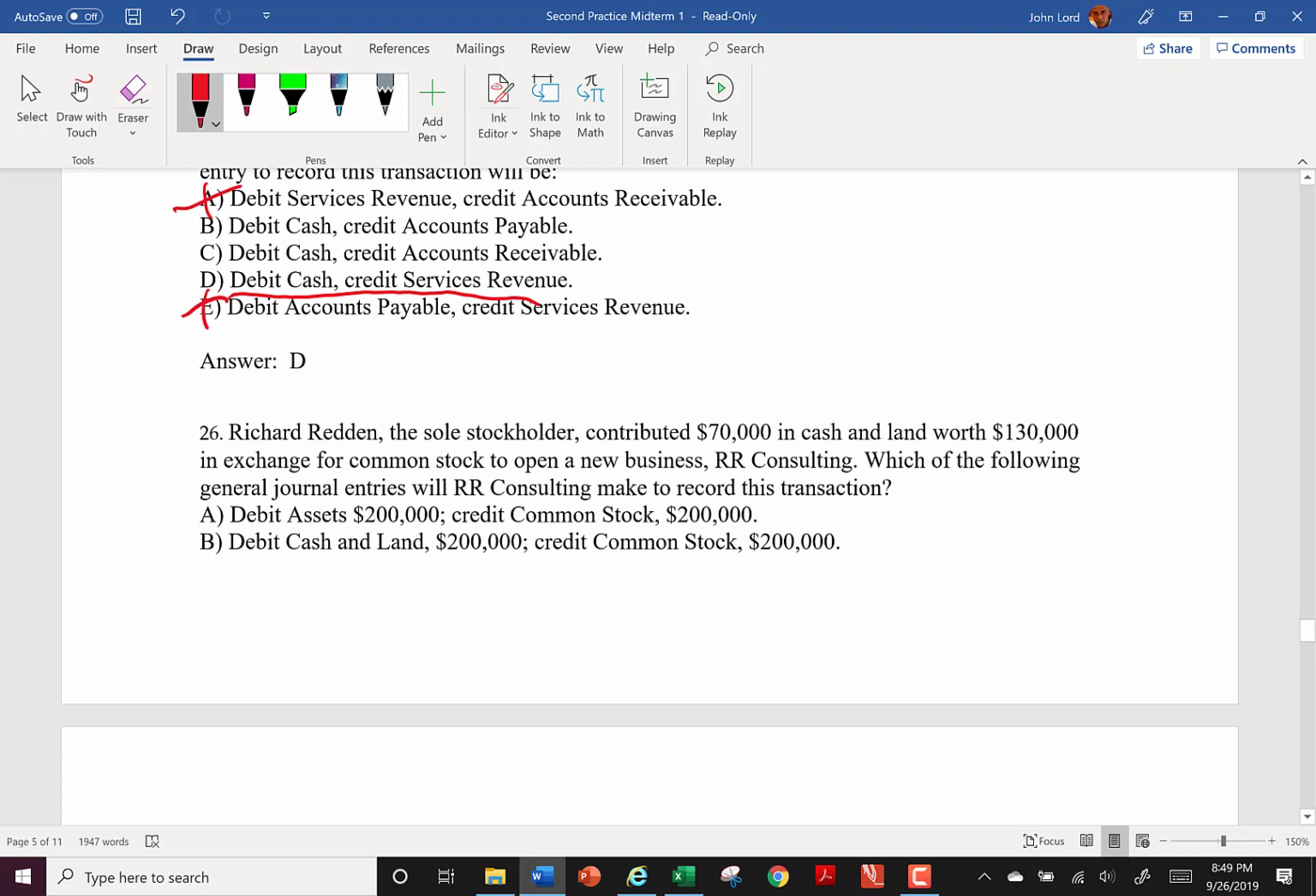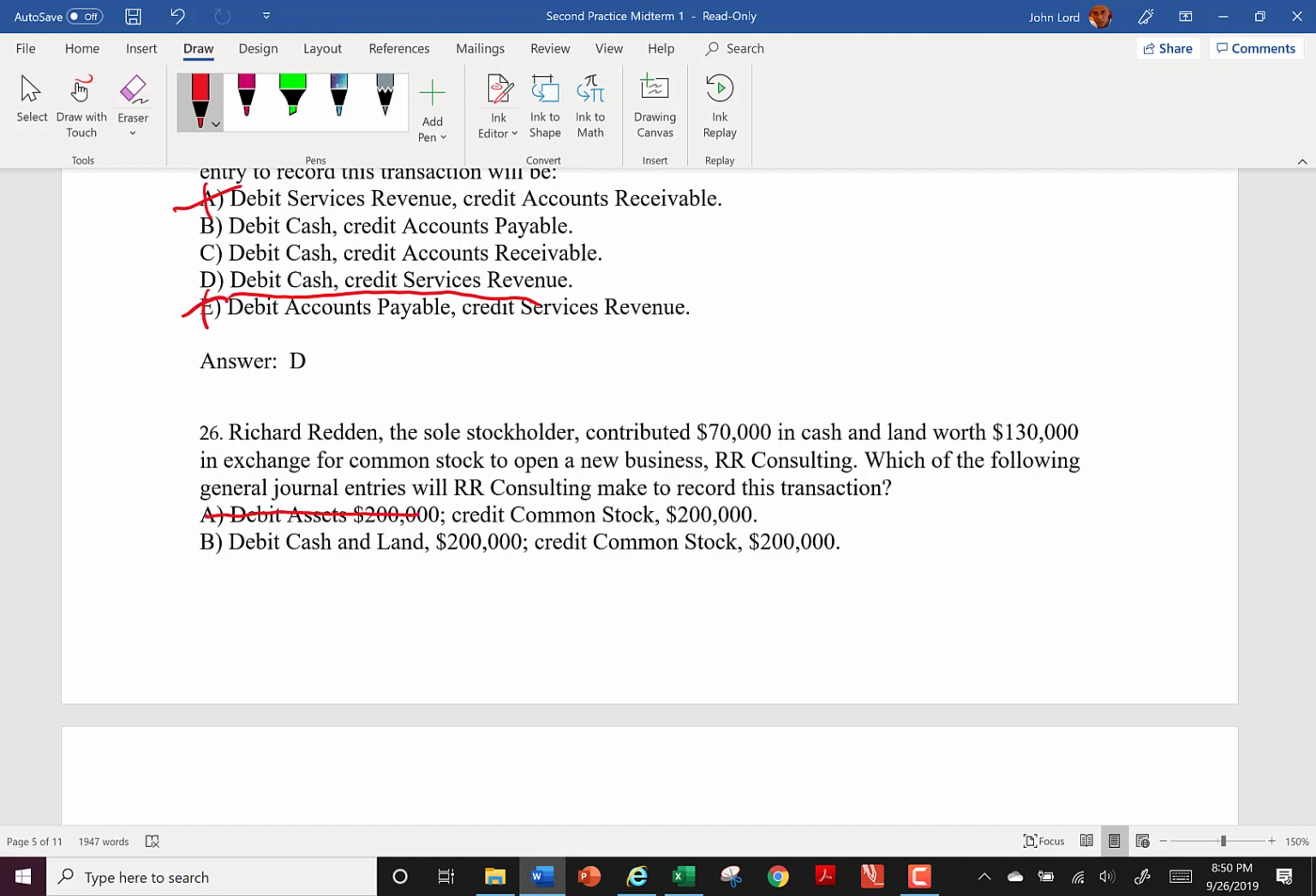Number 26, Richard Redden. The sole stockholder contributed $70,000 cash and $130,000 land in exchange for common stock to open a new business, RR Consulting. Which of the following journal entries should be used to record this transaction? Now, let me start out by asking you, is cash an asset? Yes. Is land an asset? Yes. If you bring it into a business, should those accounts increase? Yes. So do we have to debit cash and debit land? Yes.